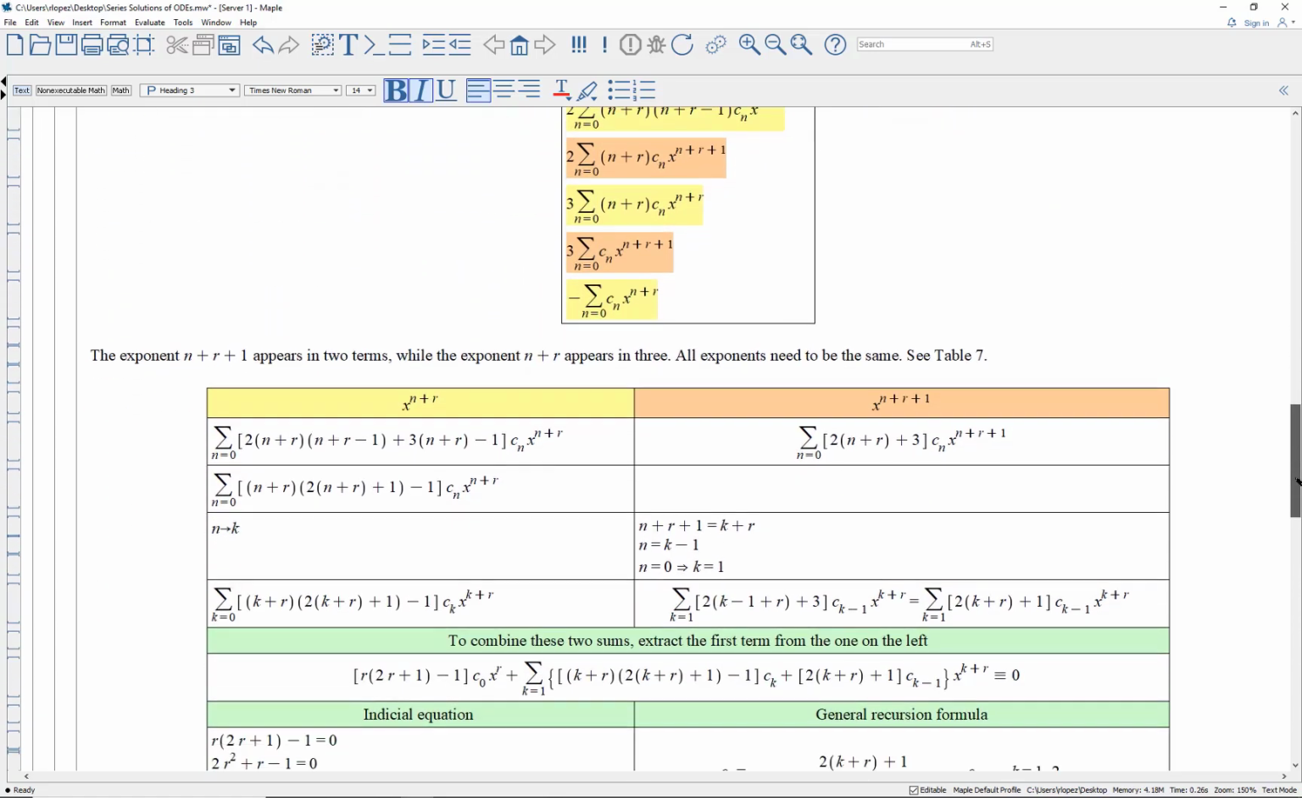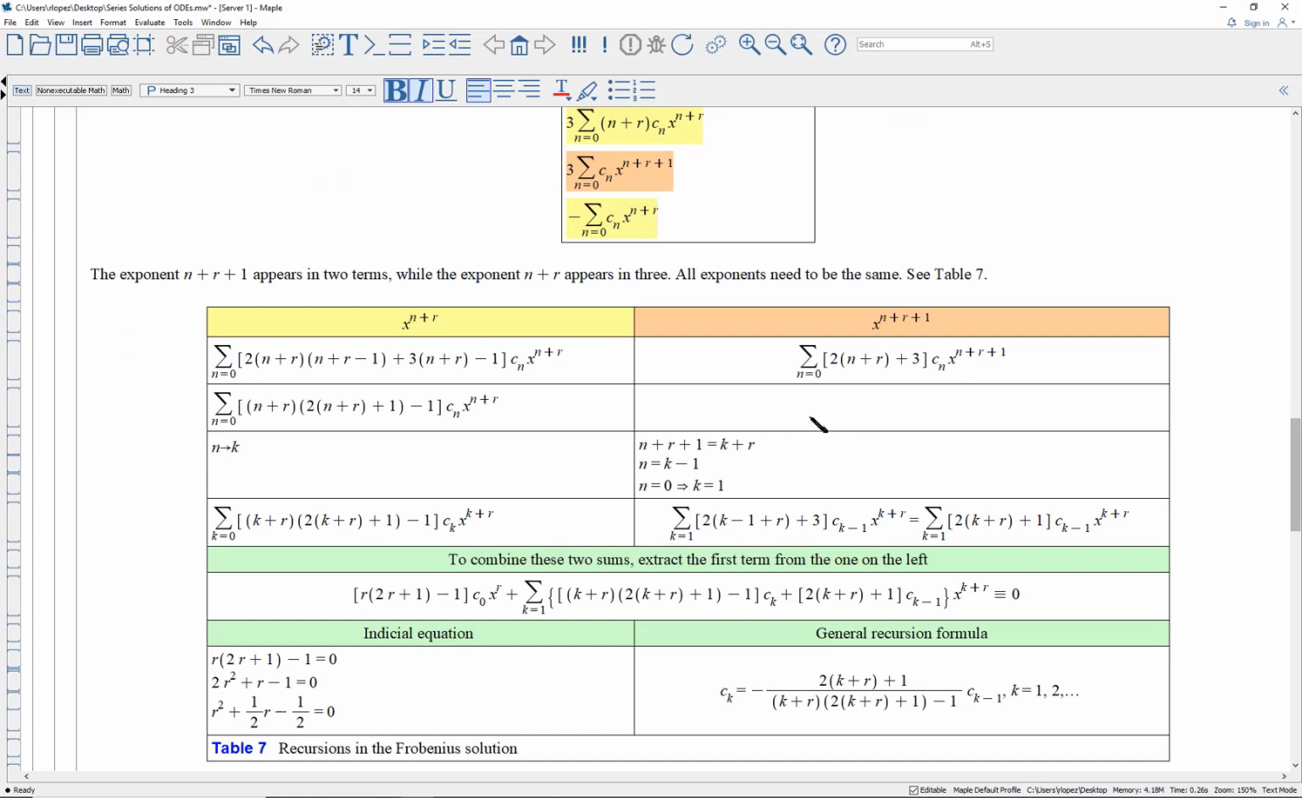So here in table 7, I have put those terms that have x to the n plus r on the left, and those are terms that have x to the n plus r plus 1 on the right. I have factored the coefficients of whatever you have here with n plus r, and I've done the same with n plus r plus 1. And so there's a process now of collapsing stuff, factoring up a bit, and looking at this and saying, okay, this is of the form n plus r.